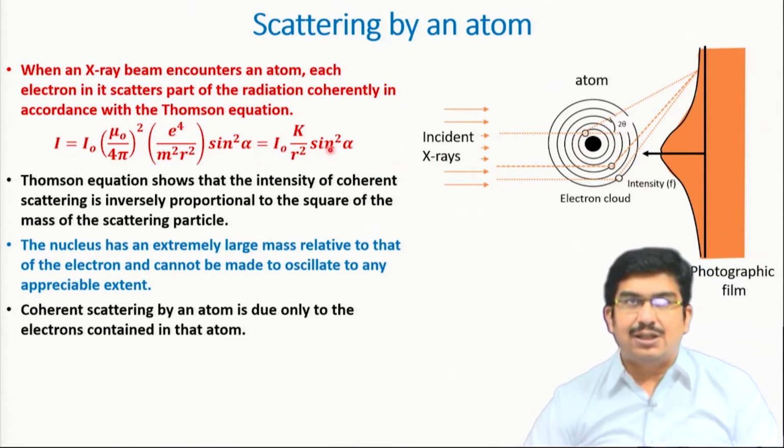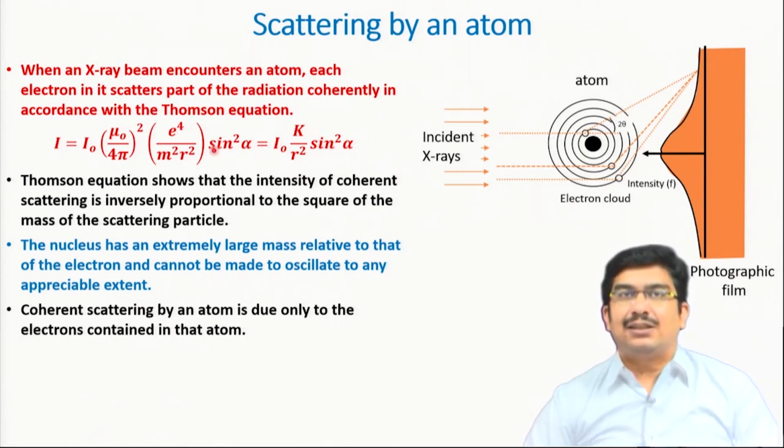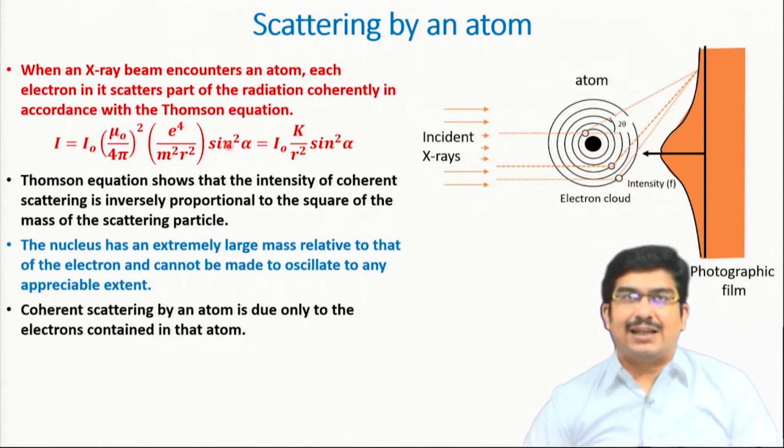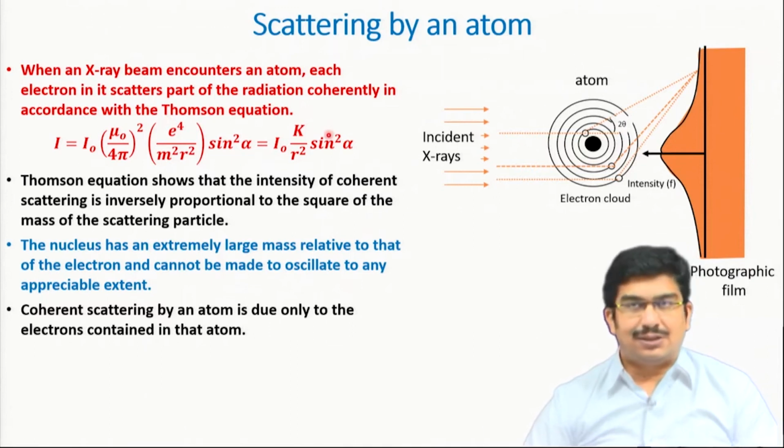In this equation we can find the intensity of the scattered X-ray beam in terms of the intensity of the incident X-ray beam plus other factors like the scattering angle, the dielectric constant of the medium, and the mass and the charge of the charged particle, all of these things.